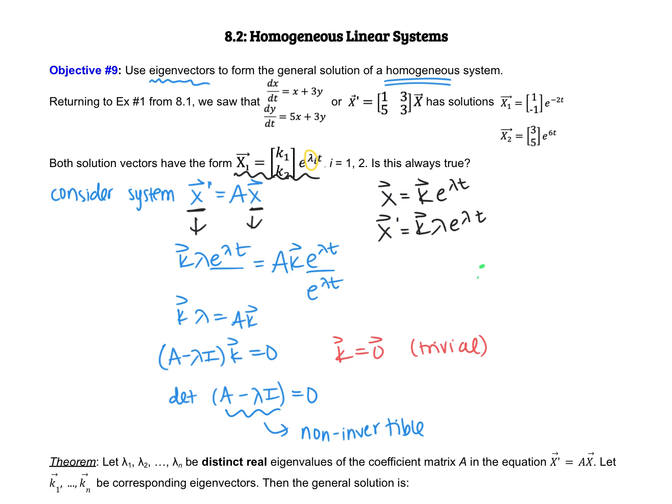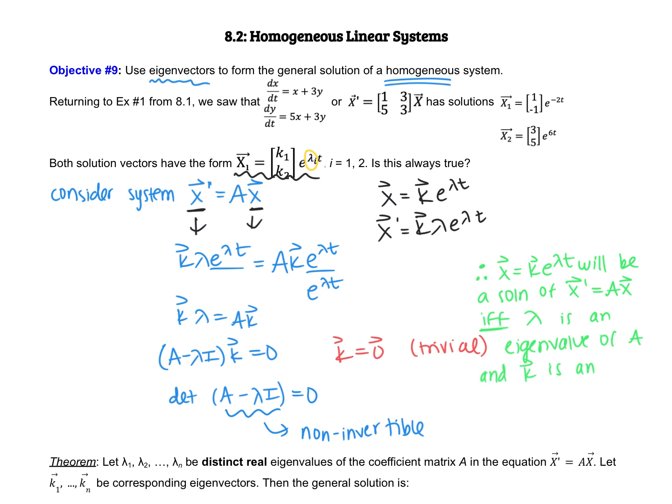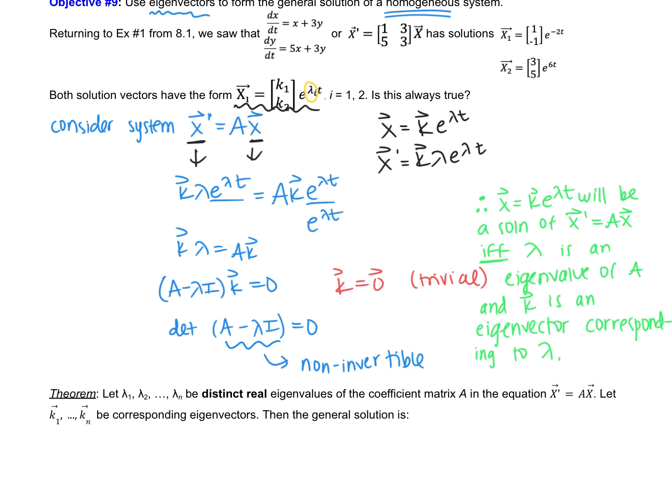Where this leads us to then, our conclusion from all of this work, is that x is equal to k e to the lambda t will be a solution of that system x prime is equal to A x if and only if lambda is an eigenvalue of A, and k is an eigenvector corresponding to lambda.